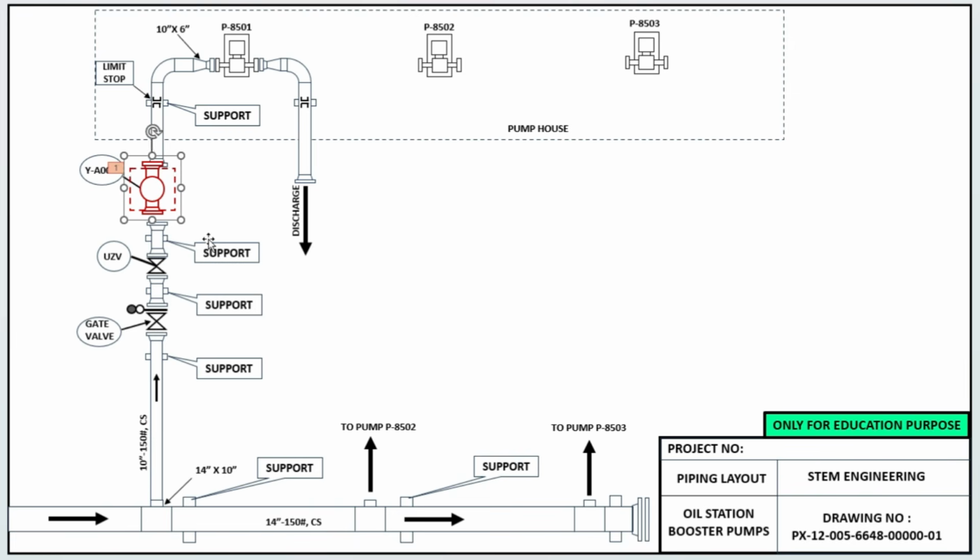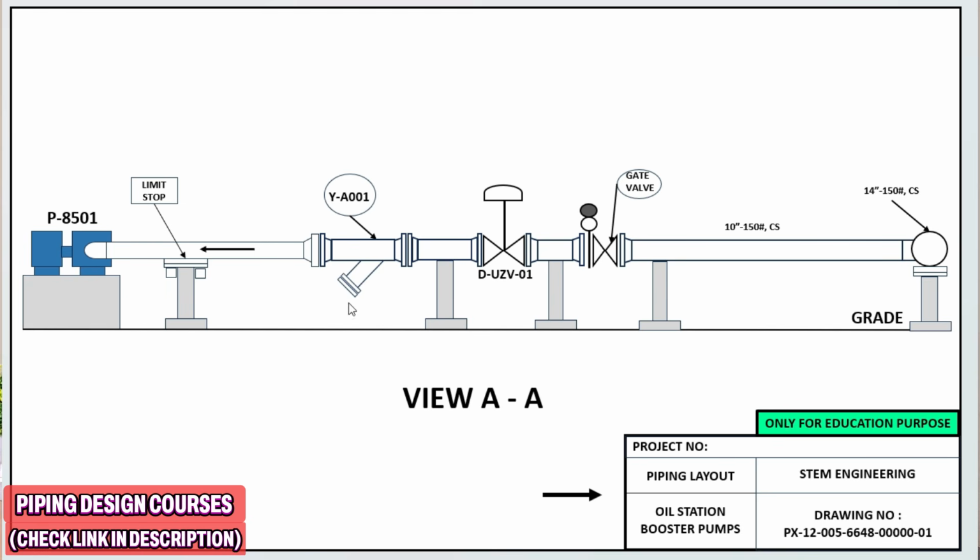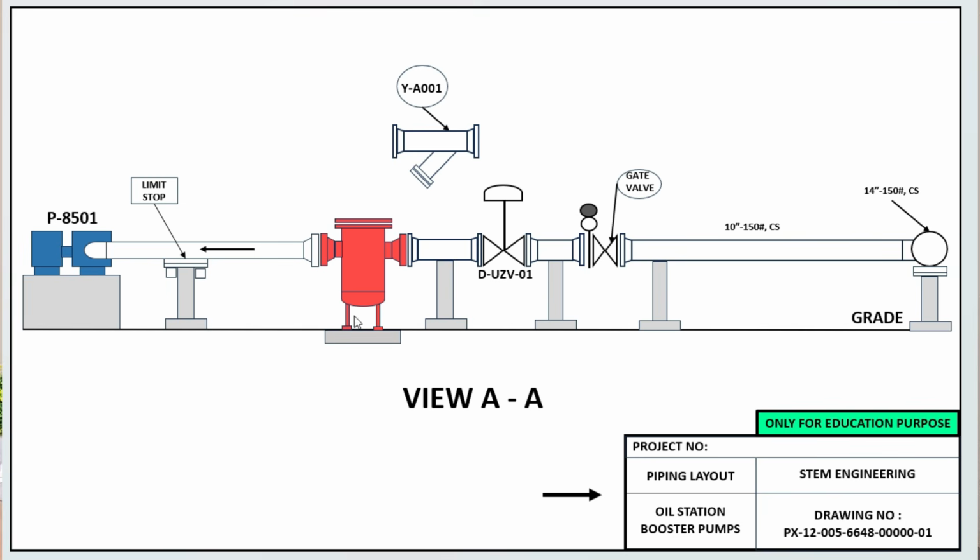That is what I can understand from the plan. But that is not enough. You will have to check in the elevation view also, right? So let me show you the elevation view. This is the elevation view. So from the elevation view, I can clearly see that the existing Y strainer does not have a support, but the new basket strainer requires a support.